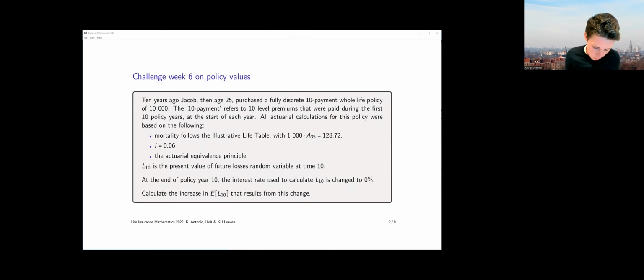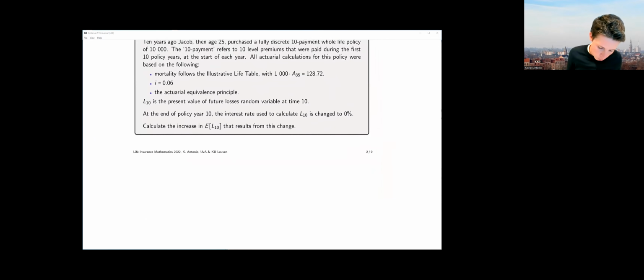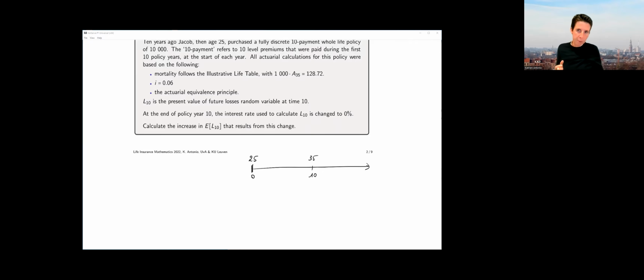So if you put yourself at time 10 to solve this question, then of course you have to wonder what is there to happen in the future. So you go from time 0, you go to time 10, etc. Jacob originally had age 25, so that means that at time 10, if he's still alive, he has age 35. So we're going to look into the future and express the L10, the value of the future losses valued at time 10 and expressed as a random variable.